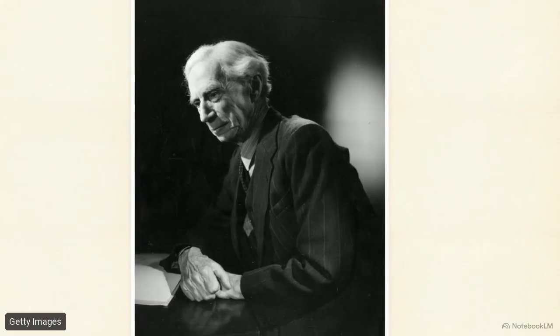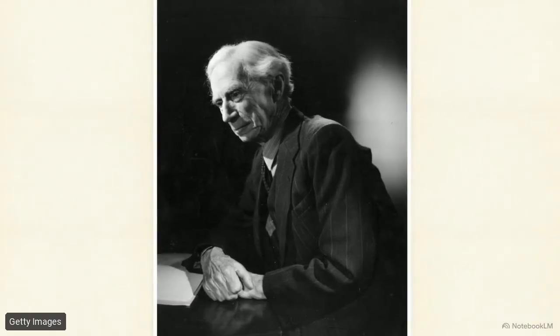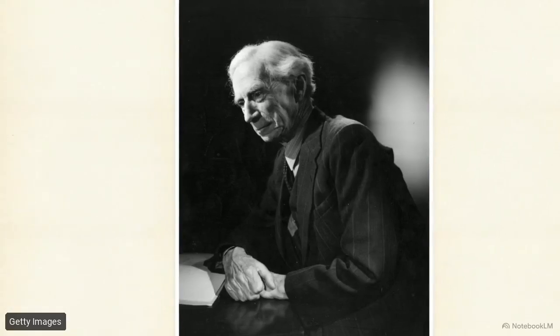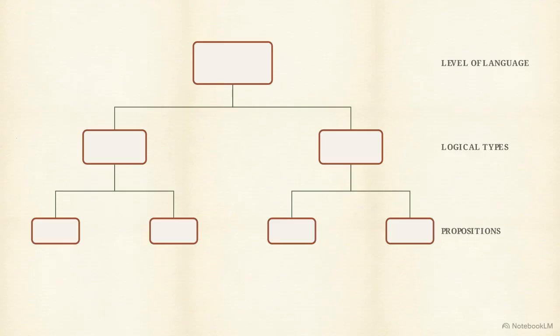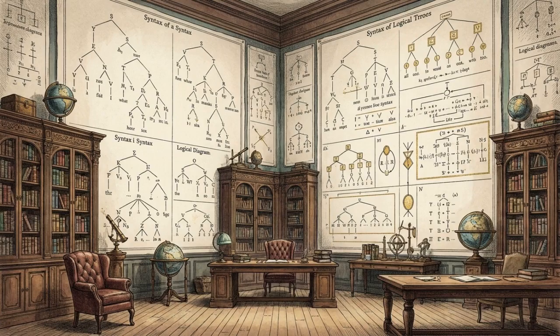Modern analytic philosophers like Bertrand Russell moved categories into the realm of language. They focused on how logical types and levels of language organize our thoughts. This perspective suggests that our linguistic labels and logical rules define the boundaries of the world we inhabit.